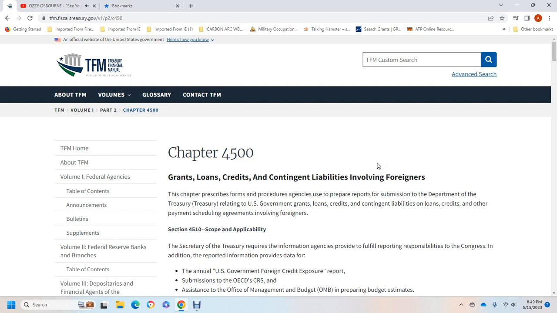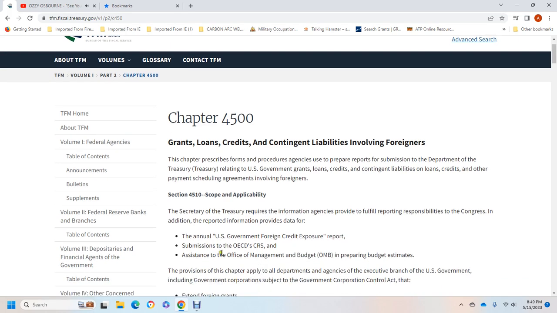Section 4510, Scope and Applicability. The Secretary of the Treasury collects information from agencies to fulfill reporting responsibilities to the Congress, and the reported information provides data for the annual U.S. government foreign credit exposure report for submission to the OECD CRS, and to the Assistant Office of Management and Budget for preparing budget estimates.